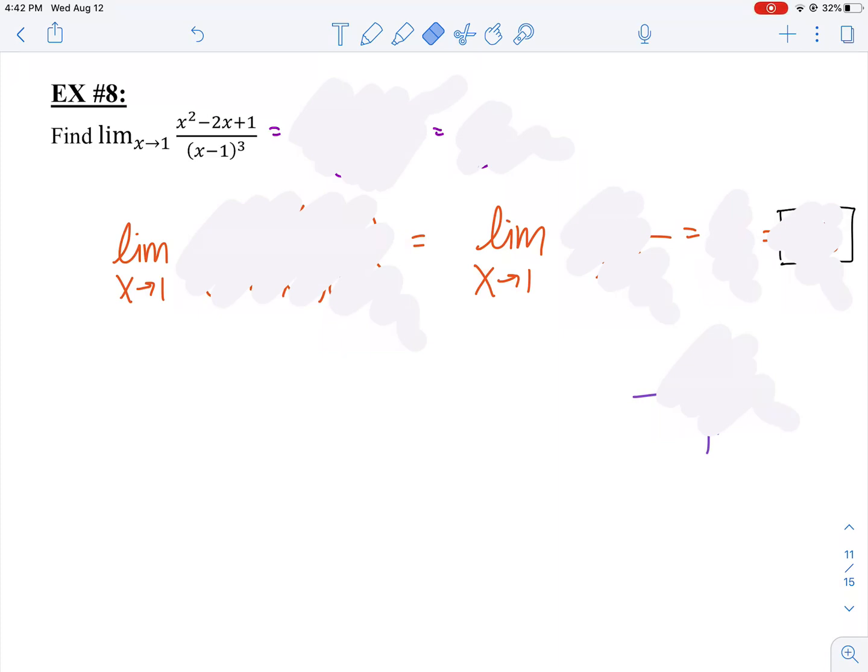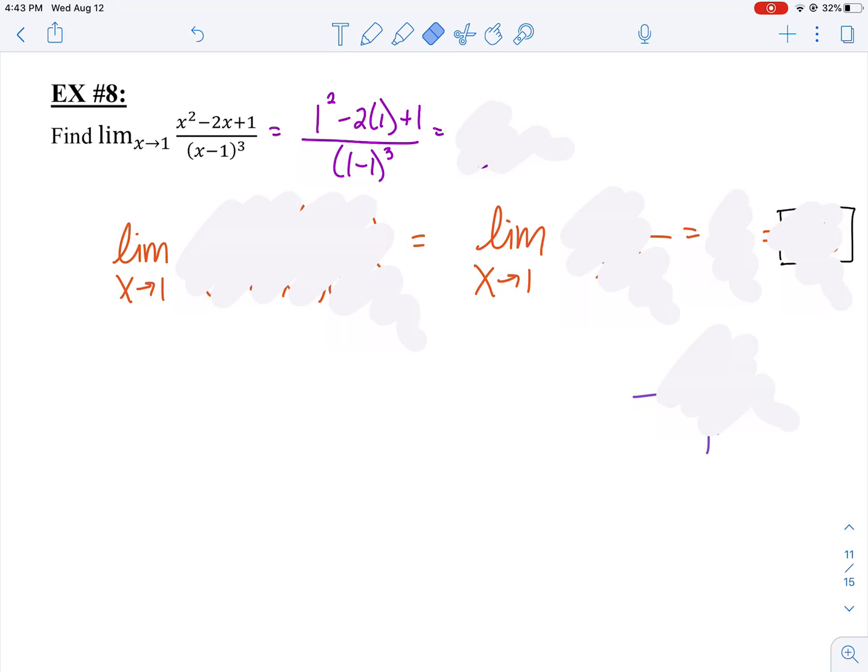All right, let's do example number 8. Find the limit as x approaches 1 of (x squared minus 2x plus 1) over (x minus 1) cubed. Remember, anytime I give you a limit problem, the very first thing you want to do is your direct substitution. So let's plug in a 1 and see what happens.